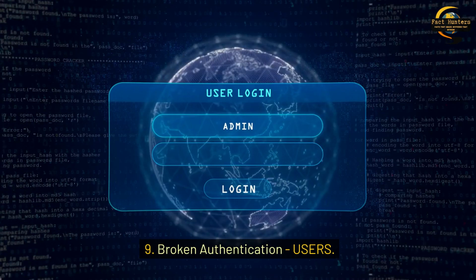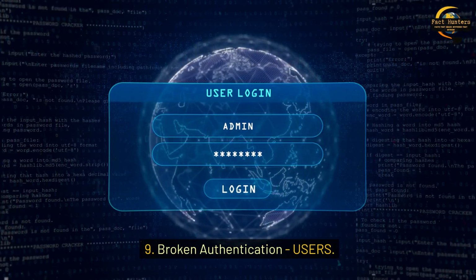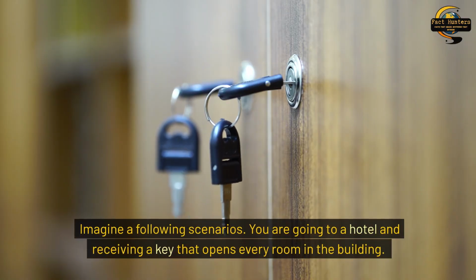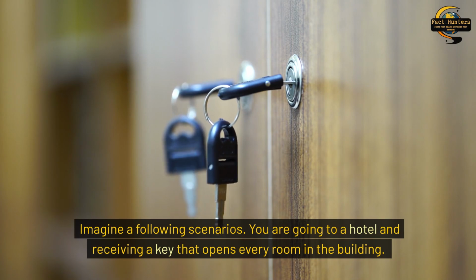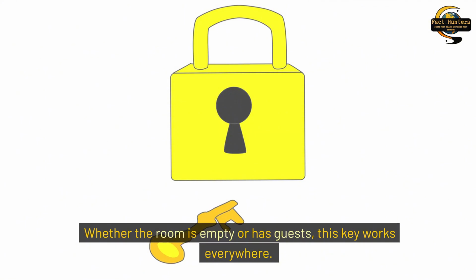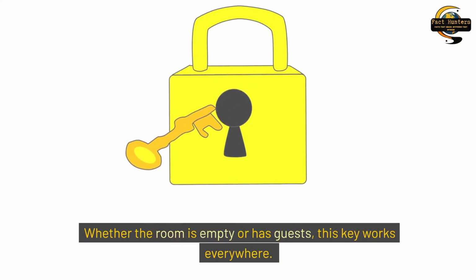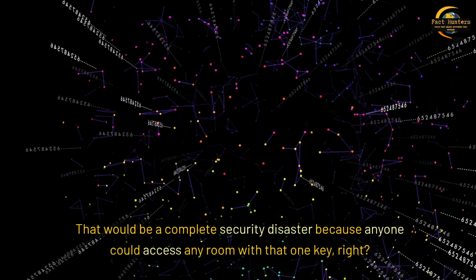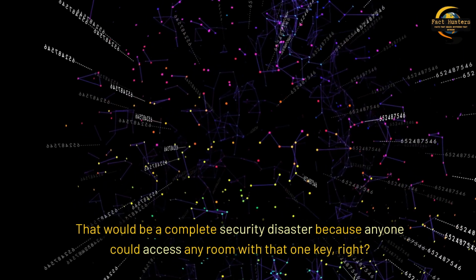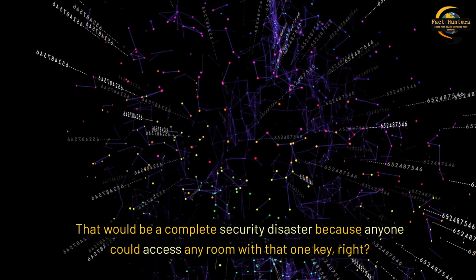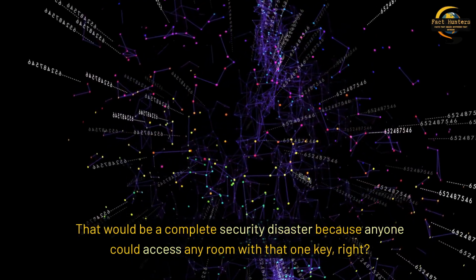Number 9. Broken authentication, for users. Imagine the following scenario. You are going to a hotel and receiving a key that opens every room in the building. Whether the room is empty or has guests, the key works everywhere. That would be a complete security disaster, because anyone could access any room with that one key, right?